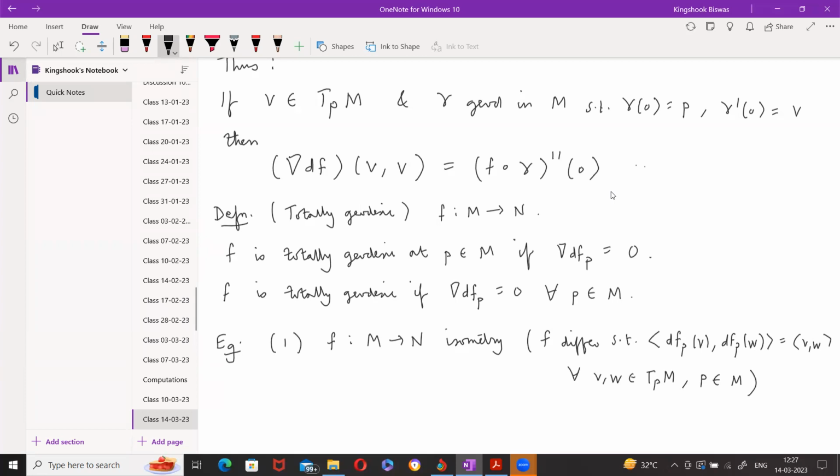Then you can show that gamma a geodesic in M implies F composed gamma is a geodesic in N. And gamma is a geodesic if and only if F composed gamma is a geodesic in N.